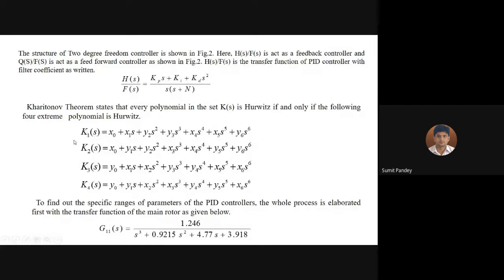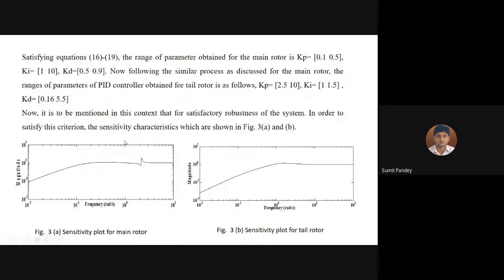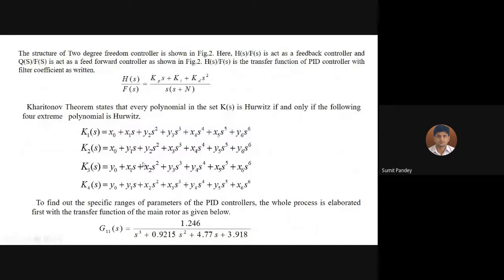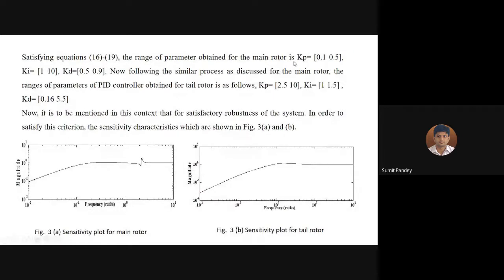So for this Kharitonov theorem, we express the characteristic equation in terms of 4 interval polynomials, and if these 4 interval polynomials satisfy the Routh-Hurwitz stability criteria, then we can say that the whole range, meaning the lower and upper range, of this system will be stable. So if we take the Kp, Ki and Kd values, the lower and upper range is obtained, and if it satisfies this condition, then we can say that the whole range of the PID controller is stable. Following this procedure, we get the Kp, Ki and Kd values for the main as well as the tail rotor, as written here: Kp for the main rotor is 0.1 to 2.5, Ki is 1 to 10 and Kd is 0.5 to 0.9.